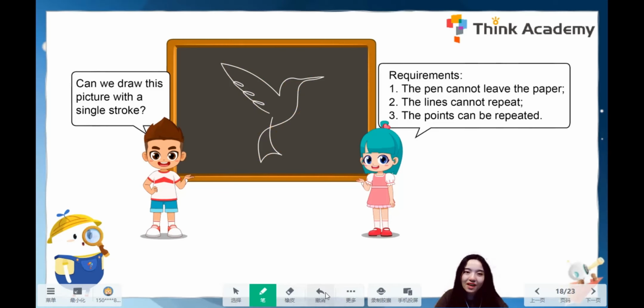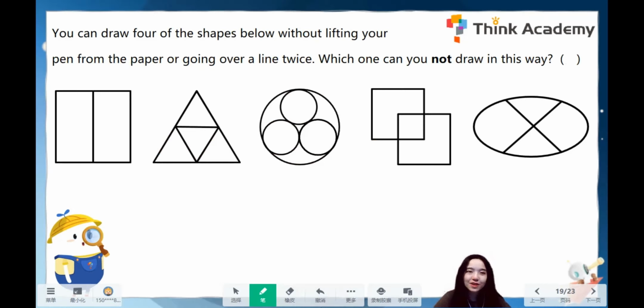After you try many times, you will find the pattern steadily. Let's see. I have already prepared more shapes for you to find the pattern. Among the following shapes, without lifting our pen from the paper or going over a line twice, we can draw 4 of them in one stroke. But we need to figure out which one cannot be drawn in one stroke. So if we want to know the pattern, we need to understand one thing.